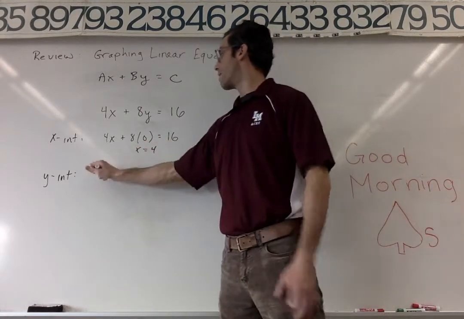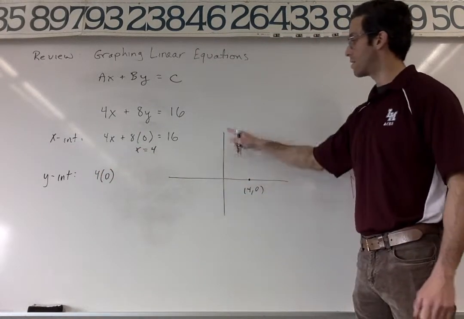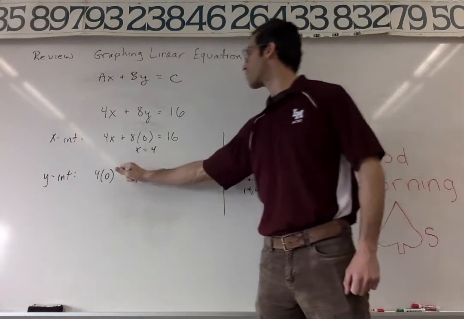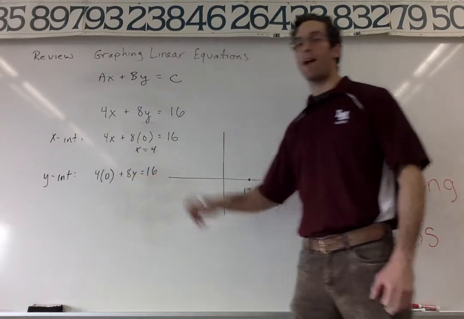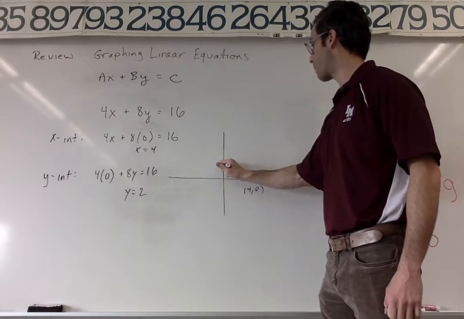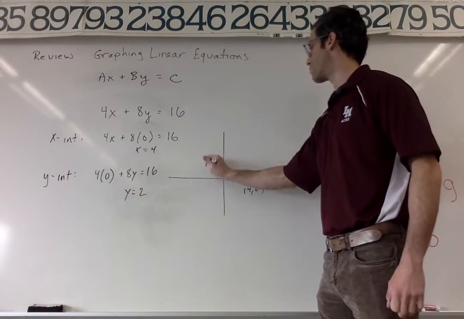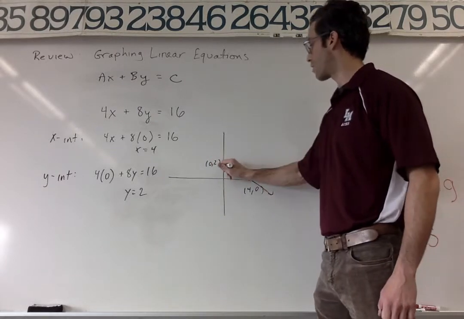And for the y-intercept, do the same thing, but for x, you plug in 0. Right? Anywhere on the y-axis has an x-coordinate of 0. Now this term goes away. Divide by 8, you get y equals 2. So 2 is the y-intercept. So 0, 2. And now connect those 2 dots, and you have your line.